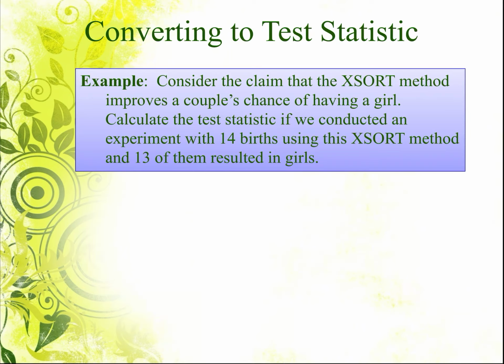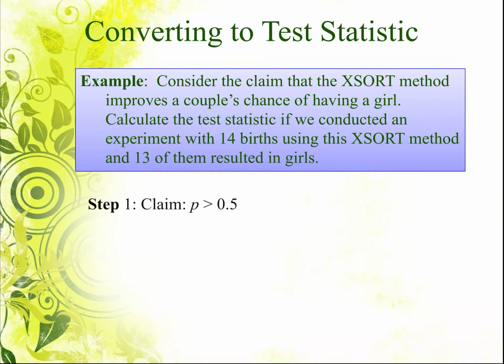Consider the claim that the XORT method we were discussing before improves a couple's chances of having a girl. Let's just calculate the test statistic if we conducted an experiment with 14 births using the XORT method and 13 of them resulted in girls. In the following section, we will go through a full hypothesis test on this, but right now we're just going to calculate the test statistic.